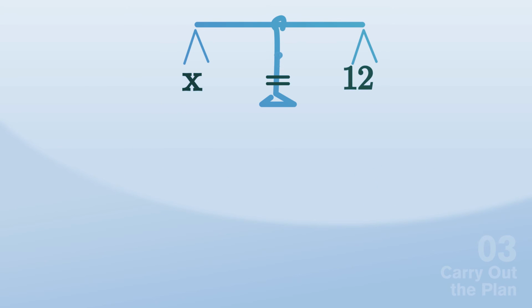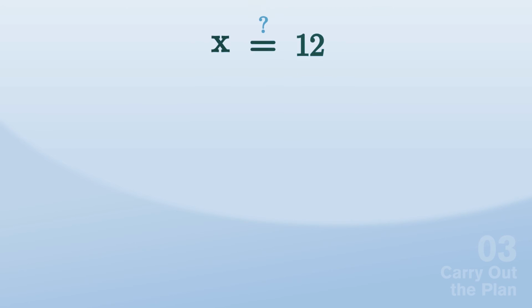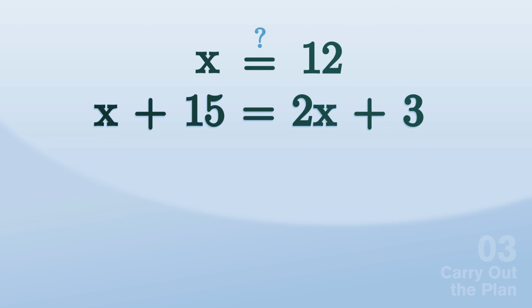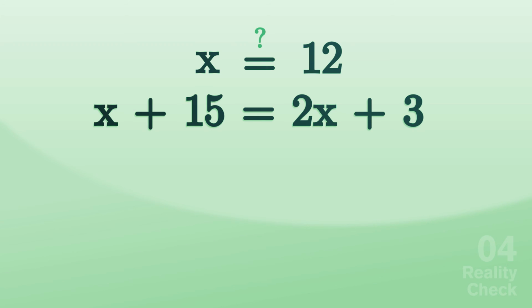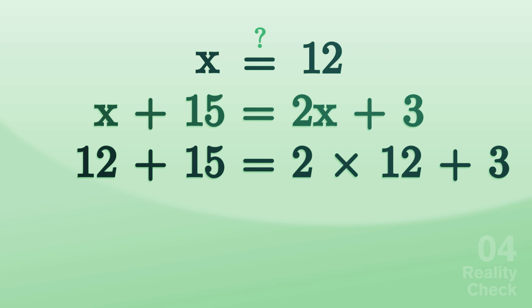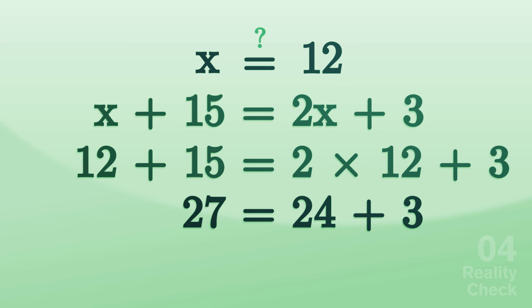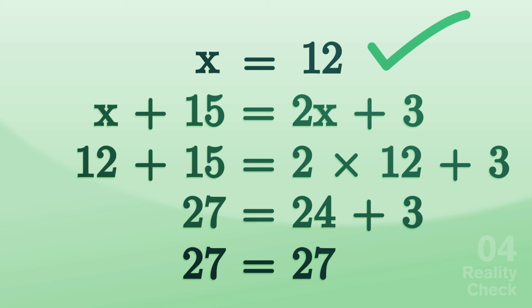Is our answer of 12 correct? We can check by substituting x = 12 into our original equation and seeing if the sides match. Our original equation was x + 15 = 2x + 3. After our substitution, this becomes 12 + 15 = 2 lots of 12 + 3. And adding up the numbers, we get 27 on the left equals 24 + 3. 27 = 27. The two sides balance, so yes, 12 is our answer.